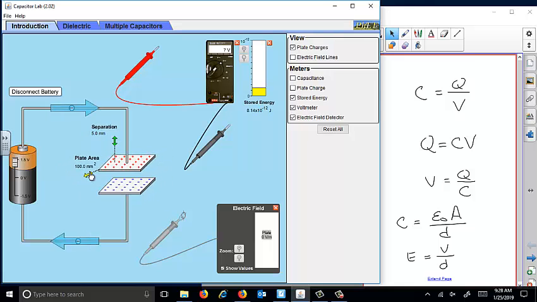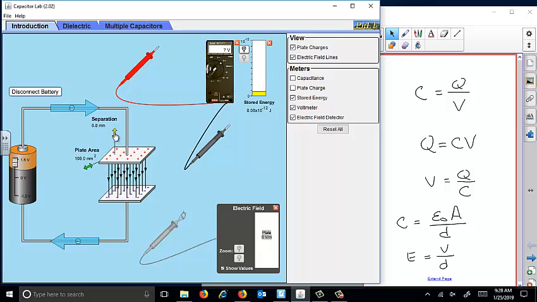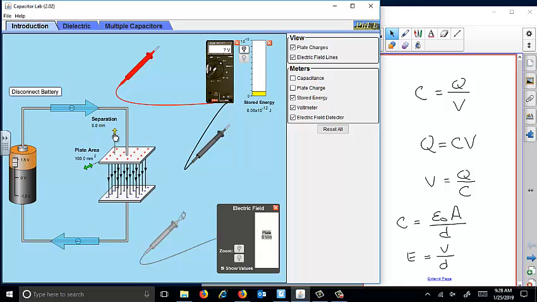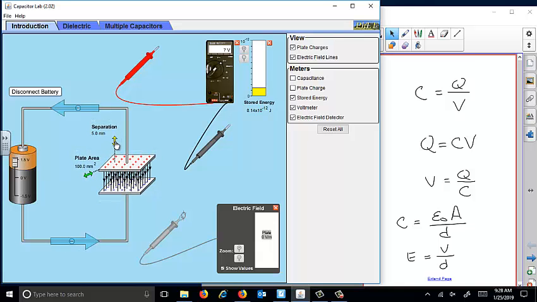Now, between the plates is an electric field, and you can click here, electric field lines. So there's the electric field lines, and you can see that the electric field is the voltage divided by the distance. So as I increase the separation distance, the number of lines per area go down. So as I close this together, the electric field gets bigger.